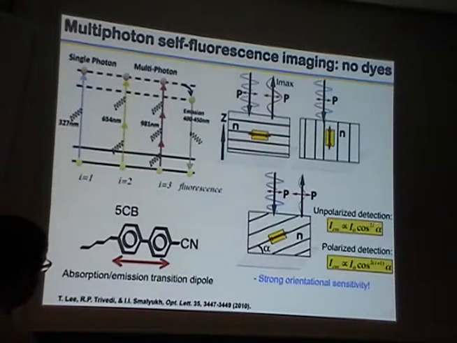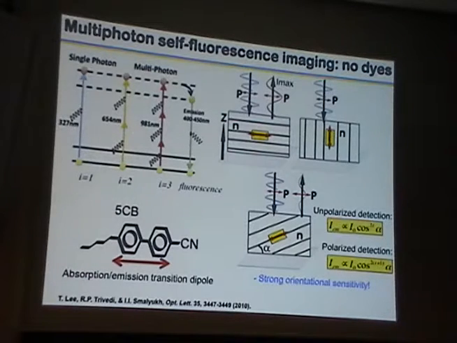Right? So the I in here is the order of the nonlinear process. When we have a second order nonlinear process of two-photon absorption, then I will be 2, right? And so we understand that in this case, when we excite the molecules by means of the two-photon absorption process, we'll have a cosine to the fourth power of angle alpha type of dependence on the angle between the polarization direction and the orientation of the liquid crystal director.